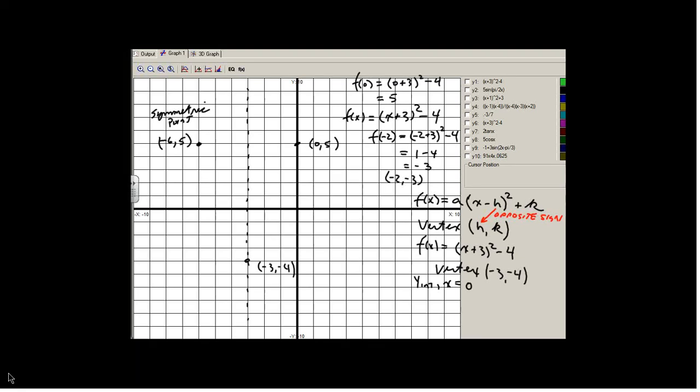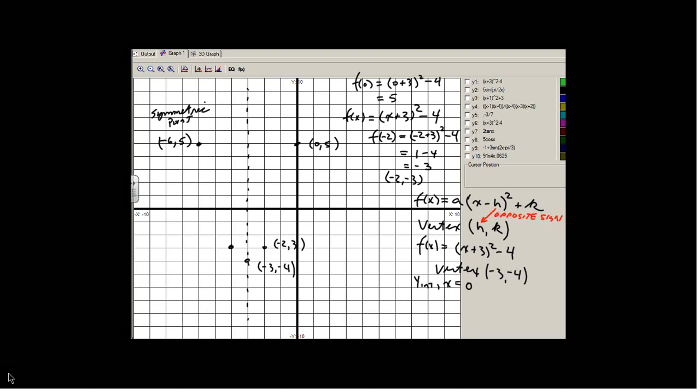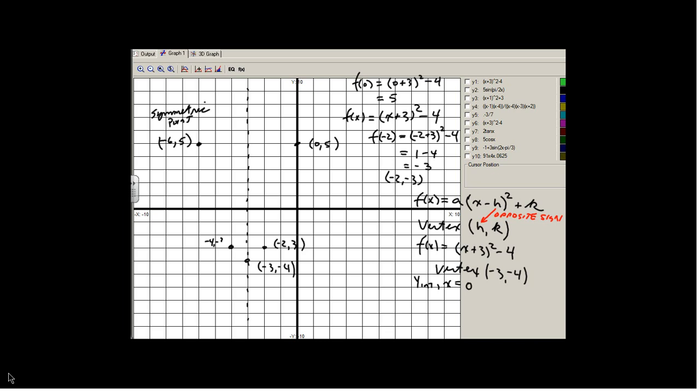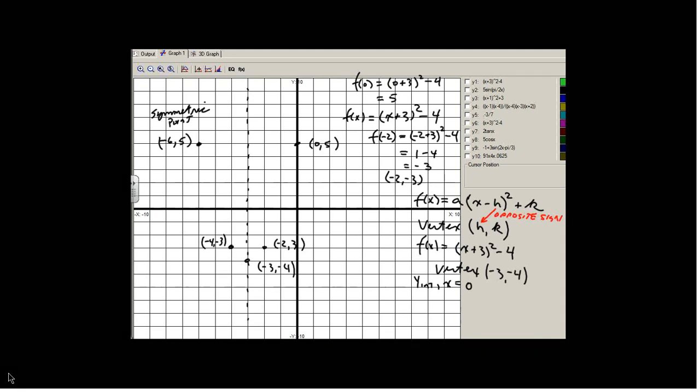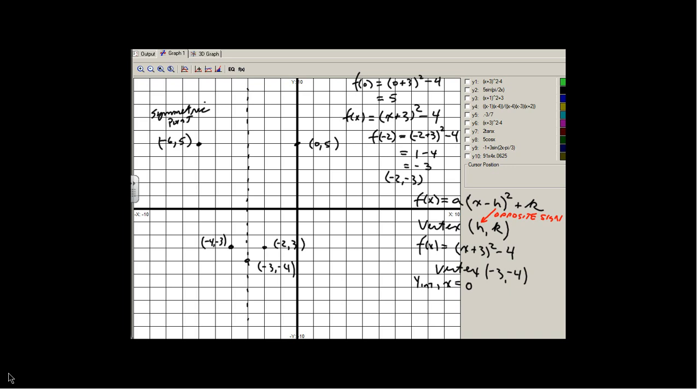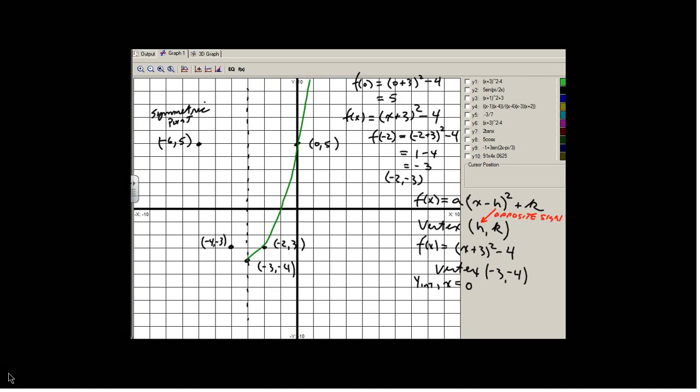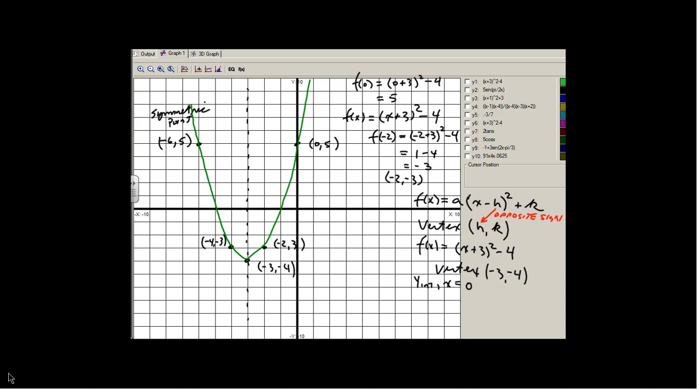Let's go ahead and graph that. And because of symmetry, there's another point on the graph on the other side. This point is 2 away from the axis, so that's (-4, -3). And we have now completed enough graphing of points to draw our parabola. And I'm going to go ahead and draw this. That's what our graph will look like.